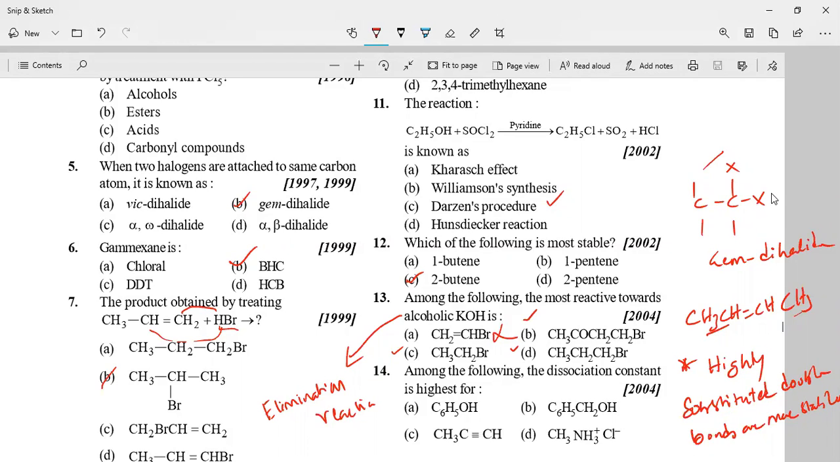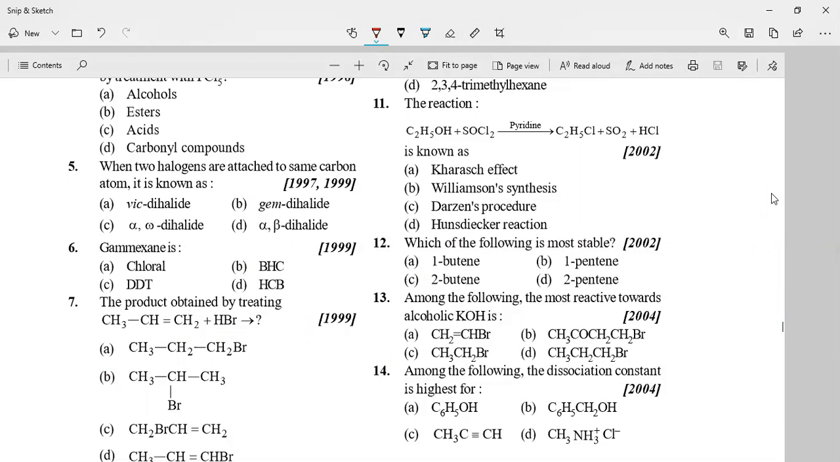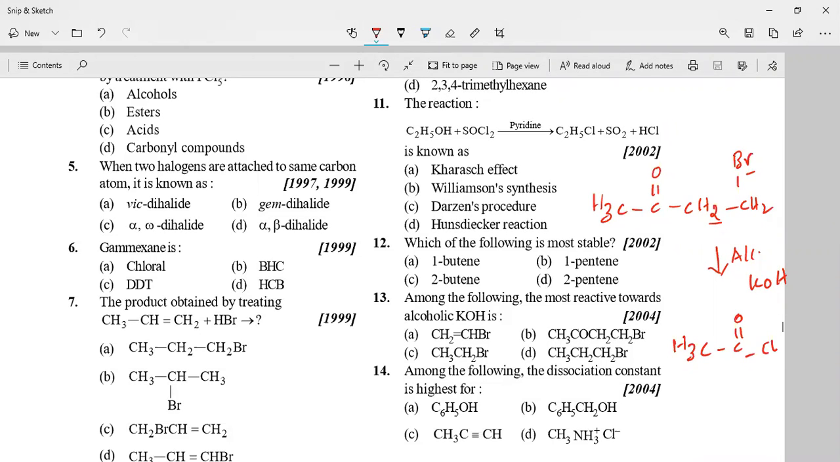Let us see what is the product formed by the B. Compound B has the formula CH3, C double bond O, next to CH2, next CH2Br. Upon treatment with alcoholic KOH, hydrogen from here and Br from here will be eliminated, and thereby you are going to get a double bond here. So you get CH3, C double bond O, next CH double bond CH2.